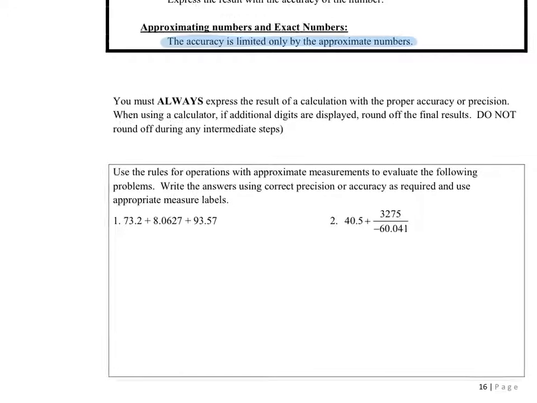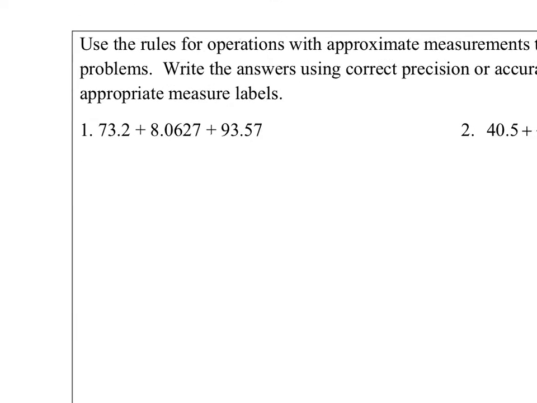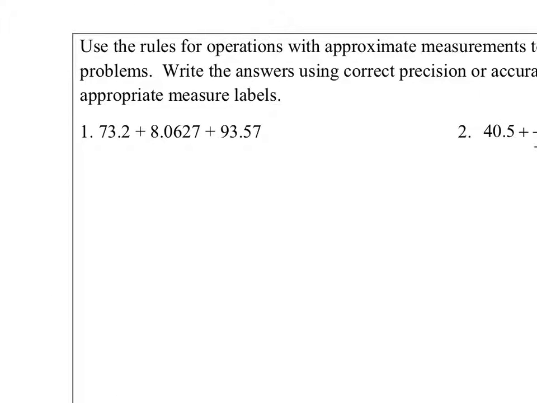So let's start with example number 1. So 73.2, we're using the rules. We are only adding here, and when we add and subtract, we're going to use precision. So this precision is 0.1, this precision is 0.0001, and this precision is 0.01. So that means we're going to round to the tenths because that's the least precise number.